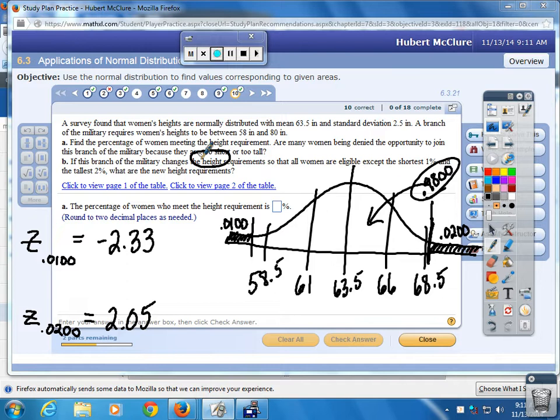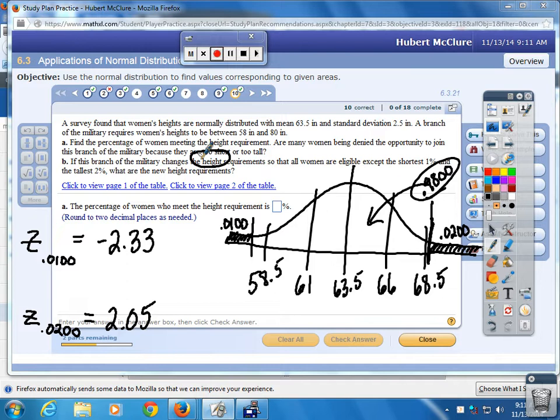Wait, why don't we start with the second part? This is for B. Yeah, this is for B. Let's find the height. So I've got a Z-score. I need to put that Z-score in the sigma Z plus mu, and that'll give me my X. So X is your number that goes along with these numbers.